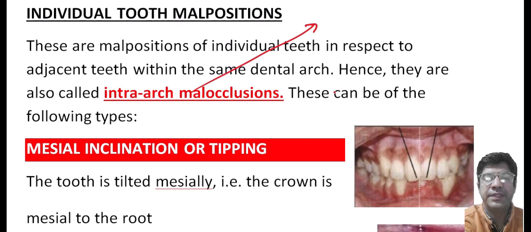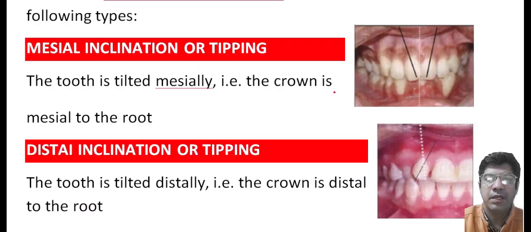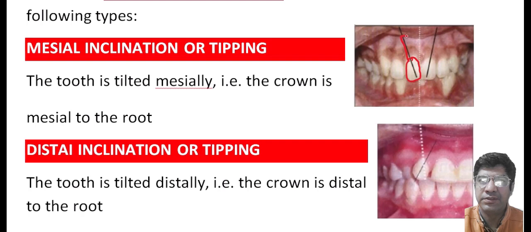The first is the mesial inclination, or tipping. This is seen when the tooth is angled or tilted in a way that its crown portion is mesial to the root. So suppose this one is the crown portion and this one is the root. The crown would be tilted mesially, so the crown is tilted mesial to the root.